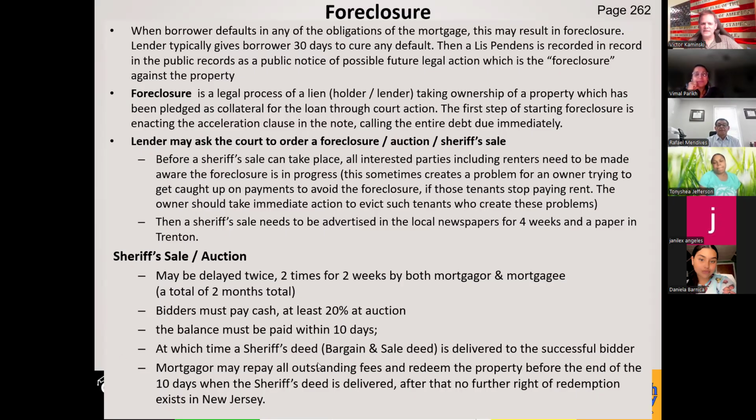Once that sheriff's deed is delivered after that 10 days and that balance is paid by the successful bidder, up until that happens, the mortgagor can repay all outstanding fees and redeem their property before the end of that 10 days when the sheriff's deed is delivered. But after the sheriff's deed is delivered and that bidder pays the balance off, there's no further right of redemption that exists in New Jersey. You lost the property.